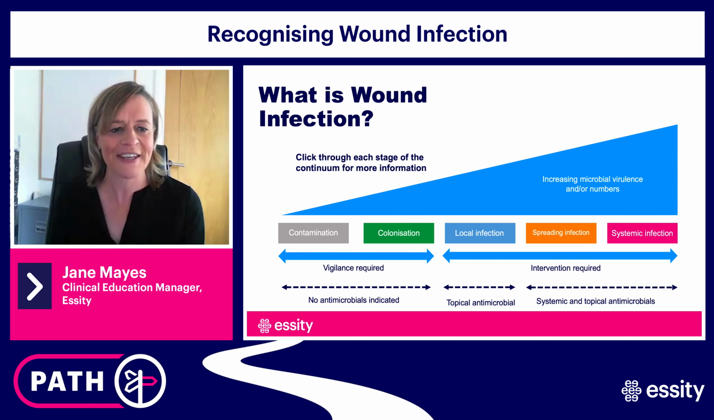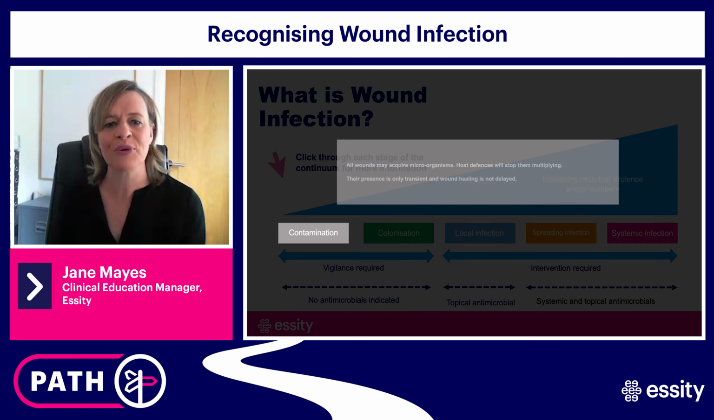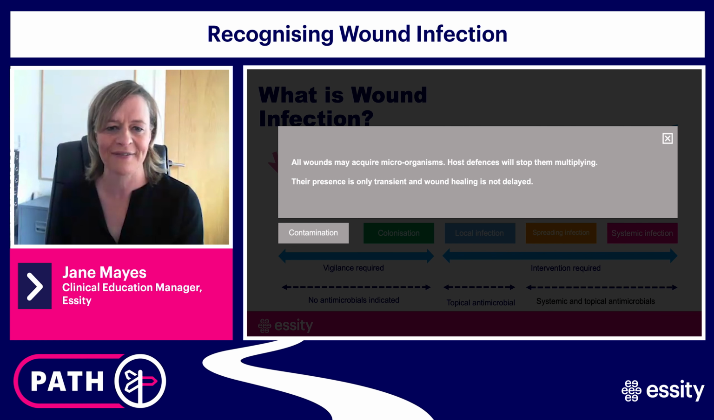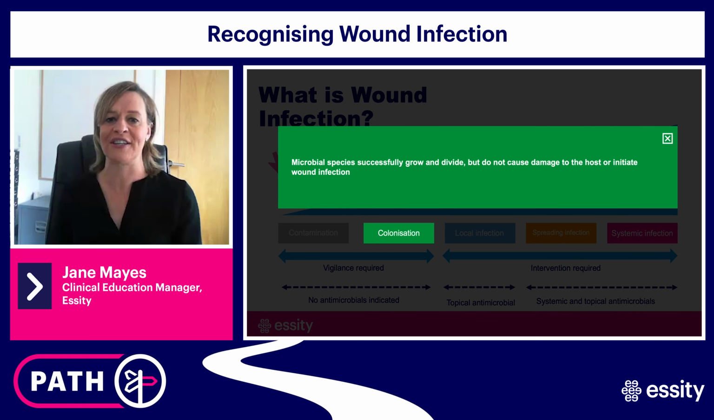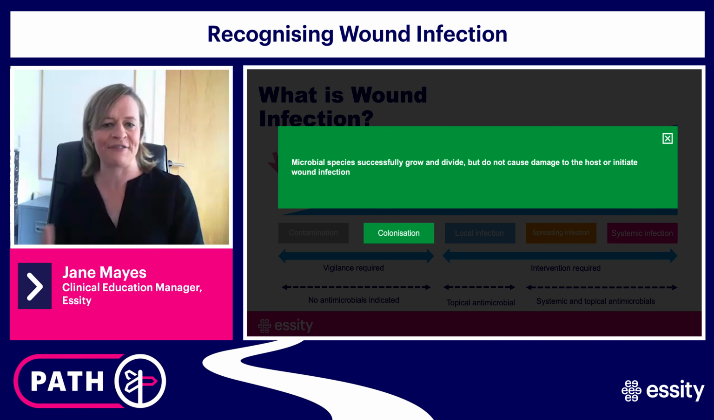Right down at the bottom here, contamination. All wounds are contaminated with bacteria. That just means there's bacteria there. A break in the skin, it's always going to have a large number of microorganisms present. Colonisation is when the number of bacteria has increased, as you can see on this diagram by the graph increasing, and they have divided, multiplied and replicated, but they're not causing damage to the wound or the patient at this point. There's no indication of wound infection.